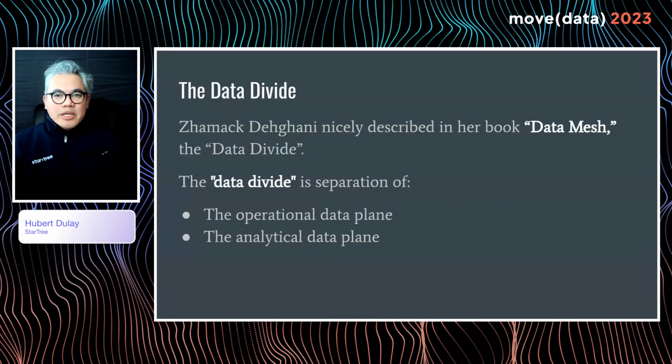If you're familiar with data mesh or have heard of the term, you'll know that Zhamak Dehghani, who is the creator of the data mesh concept, came up with a term called the data divide, which is the division of the operational plane and analytical plane. These are data planes that contain data from the operational side and the analytical side. What happens is that data moves from the operational plane to the analytical plane for analysis, because you can't do that kind of workload in the operational plane.